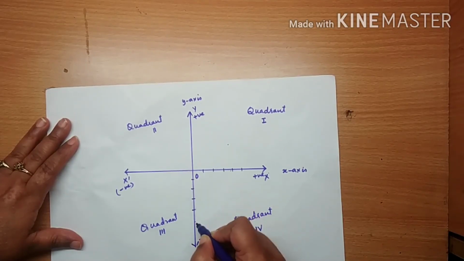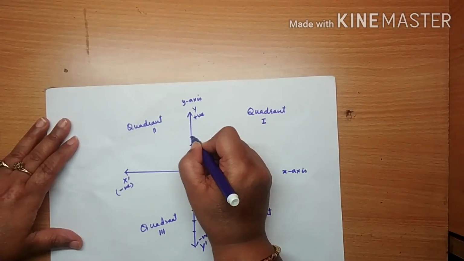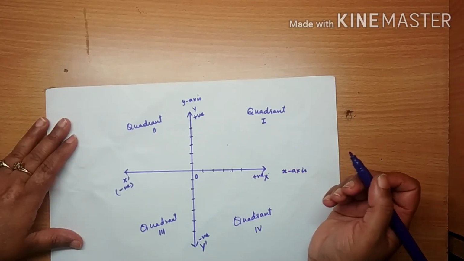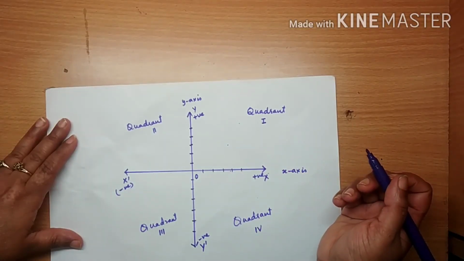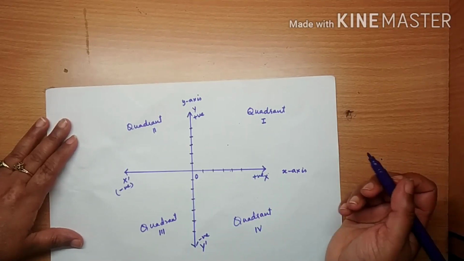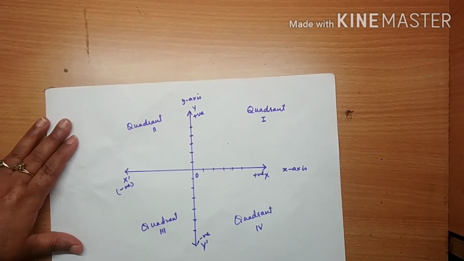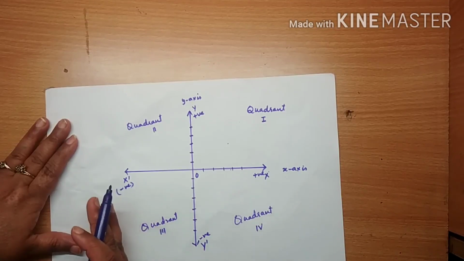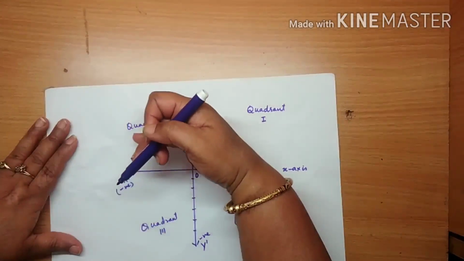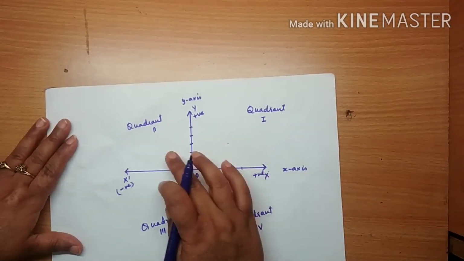Right? So, what will be the signs of the points? If I have a point whose x coordinate is negative and y coordinate is positive, in which quadrant will that point lie? We have x coordinate negative, that means the point will lie on the left side, and the y coordinate is positive, that means the point will lie on the upper side. So the point will lie in the second quadrant. Let us visualize one by one.